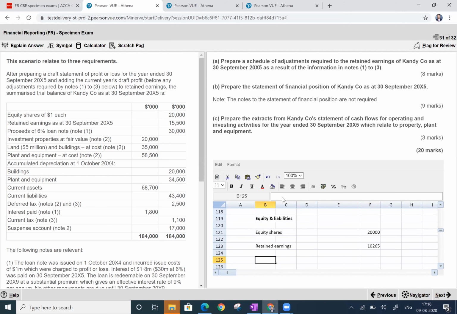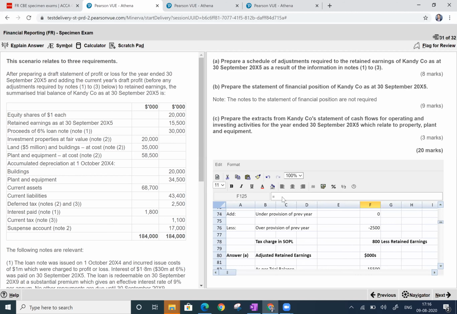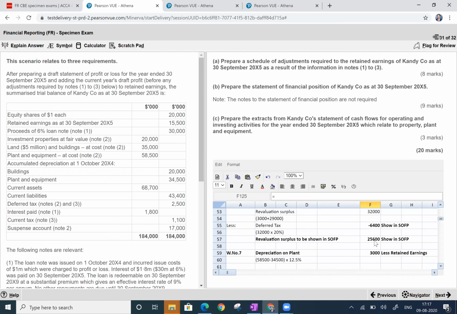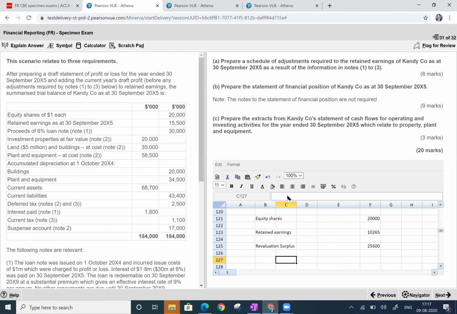After that, don't forget, there is a revaluation surplus. Revaluation surplus, as per my calculation, to be shown in SOFP is 25,600, F57. After revaluation surplus, no further equity. So non-current liabilities.